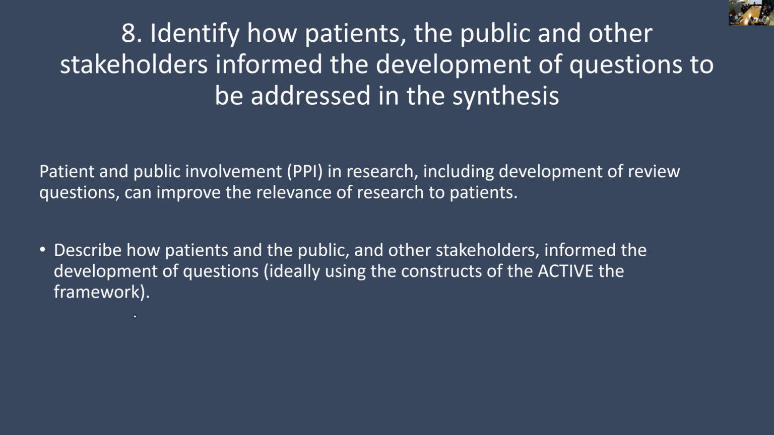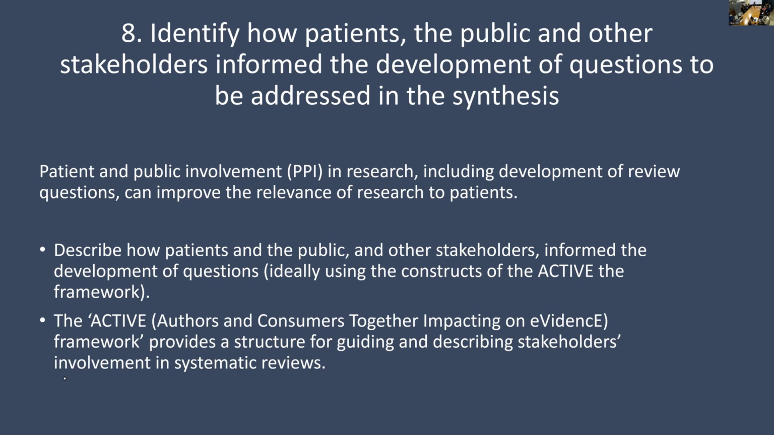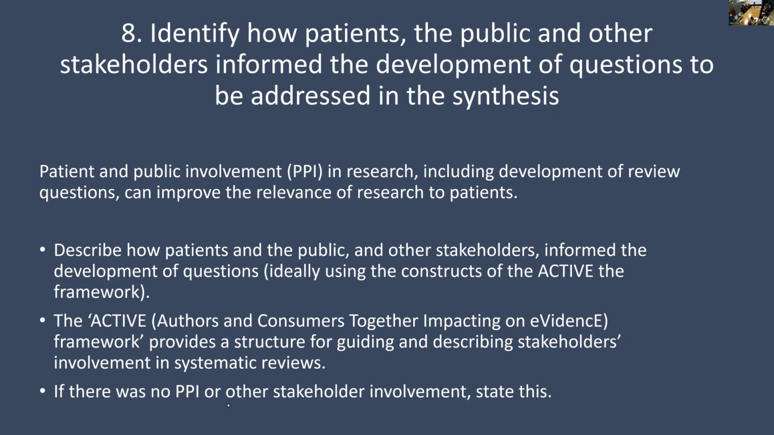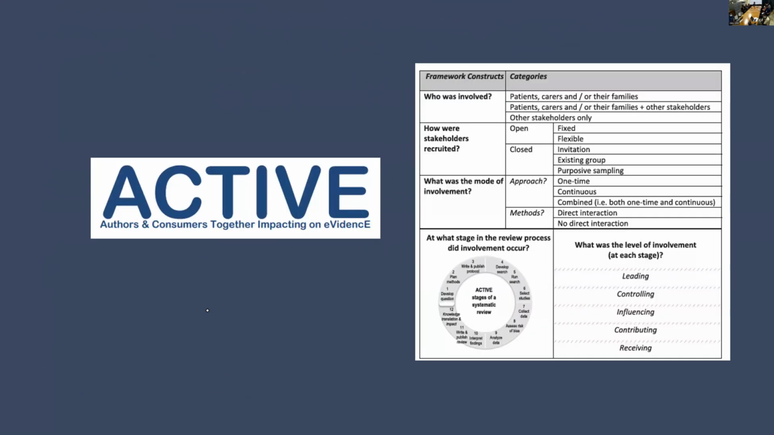Ideally using the constructs of the ACTIVE. So the ACTIVE framework was basically made to look at, that's another checklist that looks at PPI essentially. The ACTIVE, authors and consumers together impacting on evidence, provides a structure for guiding and describing the stakeholders' involvement in systematic reviews. Or if there was no PPI or other stakeholders, state that. This is a snapshot of the ACTIVE.